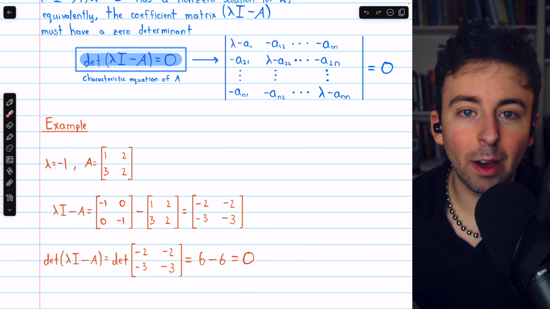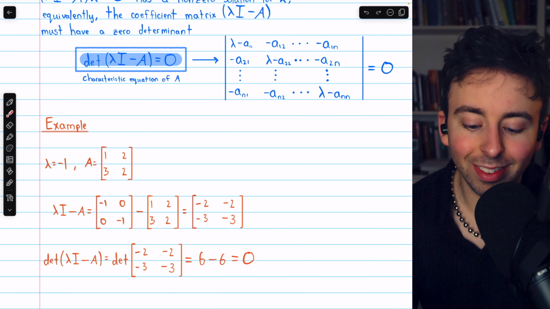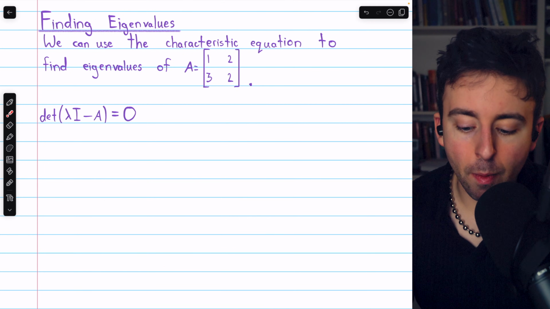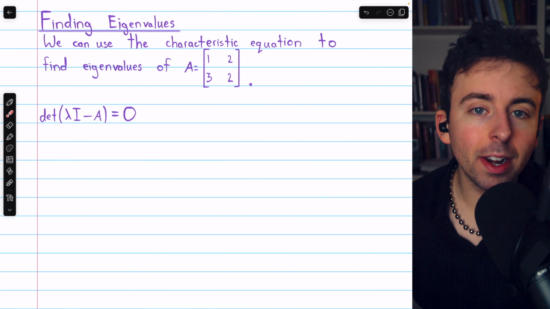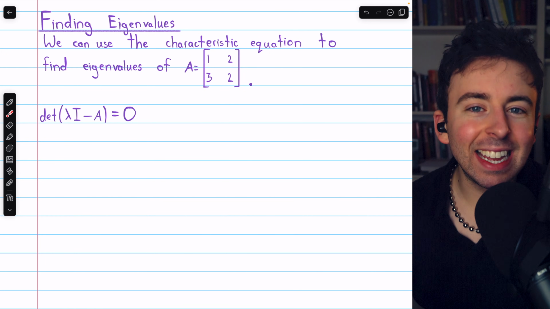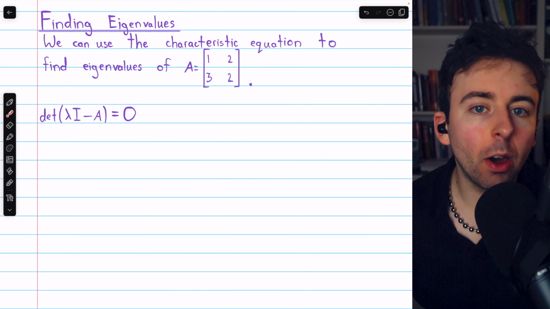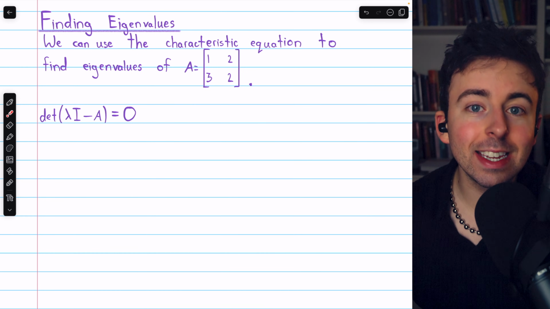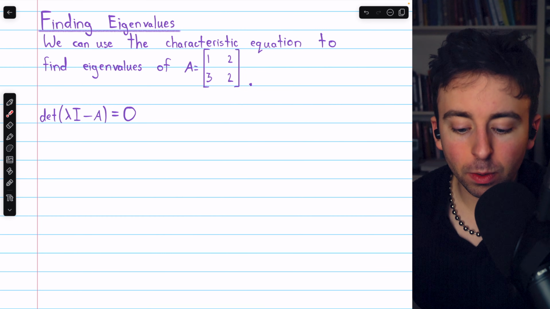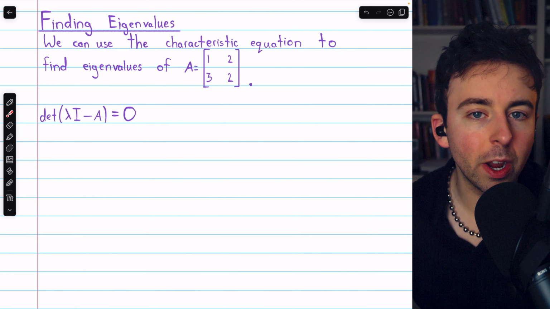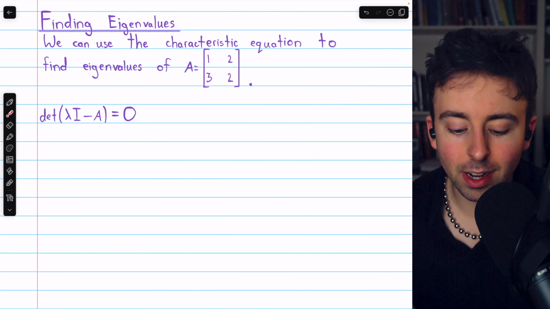But that's not usually how this goes. Typically, we're going to use the characteristic equation to find the eigenvalues. Let's see how that works. We know that our matrix A has -1 as an eigenvalue, but it actually has another eigenvalue as well. And now that we know the characteristic equation, we can find these eigenvalues. We're going to use the characteristic equation to find the eigenvalues of A. We should find the eigenvalue -1, which we already know, but we'll also find another one.